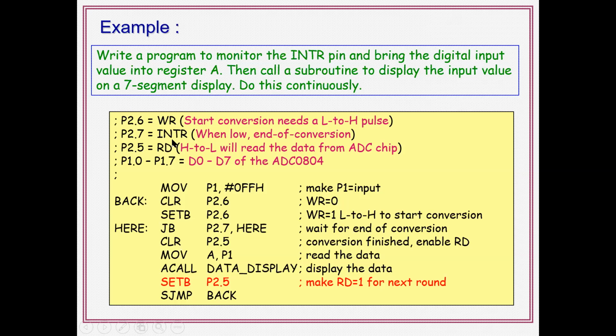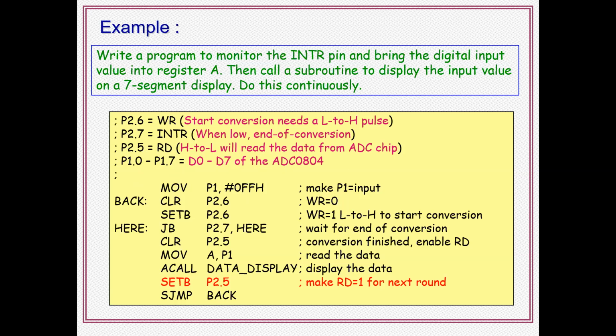And next one, 2.7 is connected to INTR. So INTR pin, we know that it is end of conversion. When it is low, that is called the end of conversion. After that, port 2.5 is the read bar signal, which acts as read. So a high to low will read the data from the ADC chip. Port 1.0 to 1.7 is connected to D0 to D7 of the ADC, which is used to bring in the digital data.